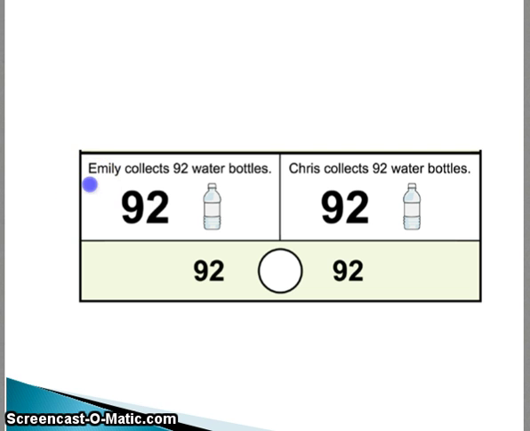All right, next example. Emily collects 92 water bottles. Chris collects 92 water bottles. 92 is the same as 92. 92 is equal to 92. So remember, we're going to use that symbol that means equals, one line on top of the other line.